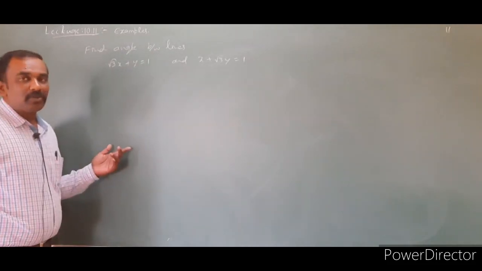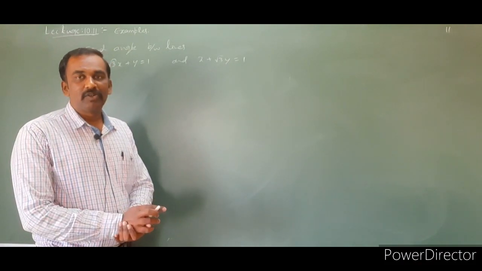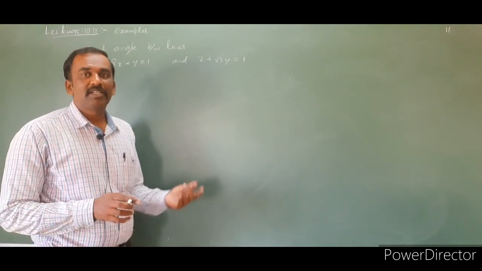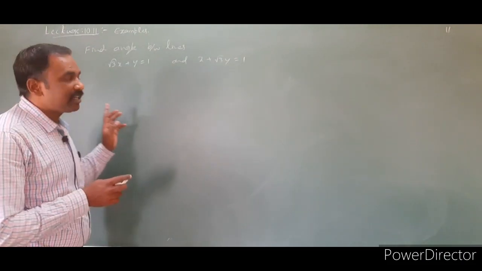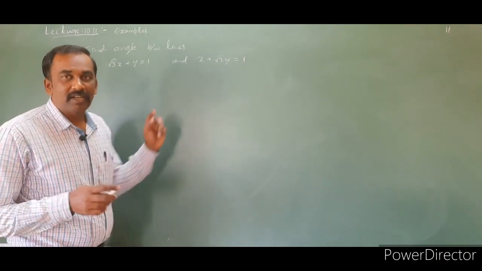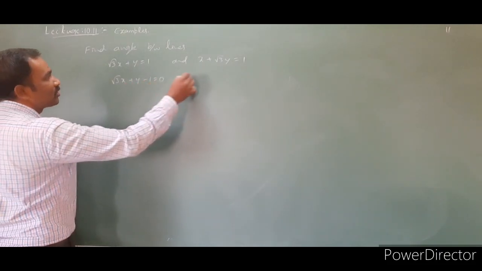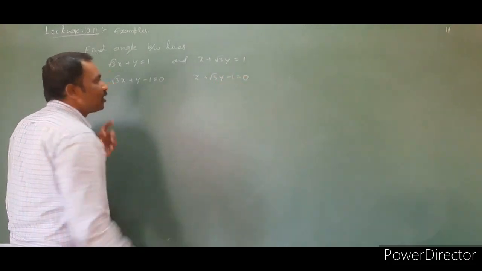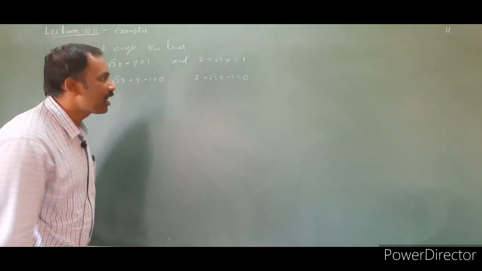For the angle between two lines, you know the formula: tan theta is equal to mod of (m2 minus m1) divided by (1 plus m1 into m2), where m1 is the slope of the first line and m2 is the slope of the second line. Here, are the lines in general form or slope-intercept form? General form only. So I write again root 3x plus y minus 1 is equal to 0 and x plus root 3y minus 1 is equal to 0. From this we can easily get the slopes, and after getting the slopes we can easily find the angle between the two lines.